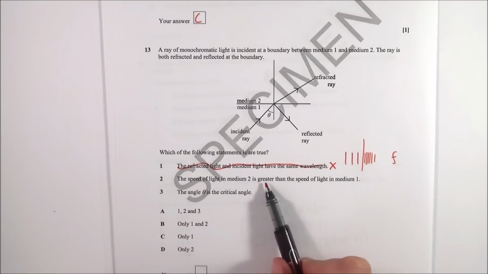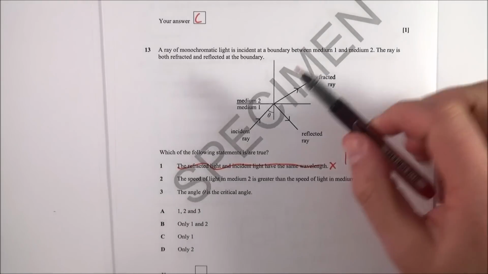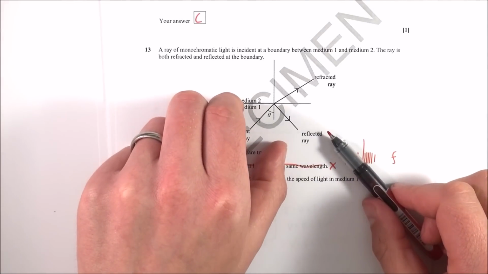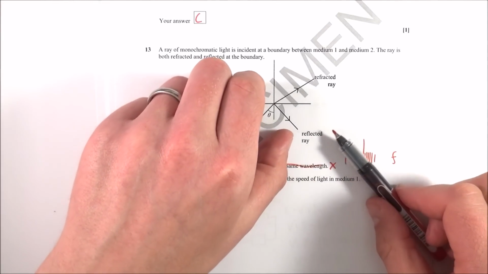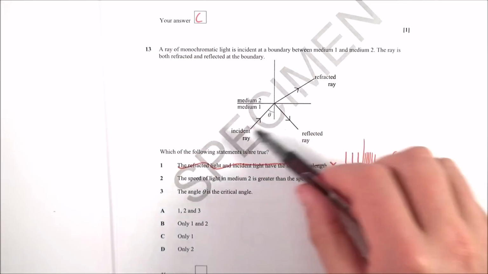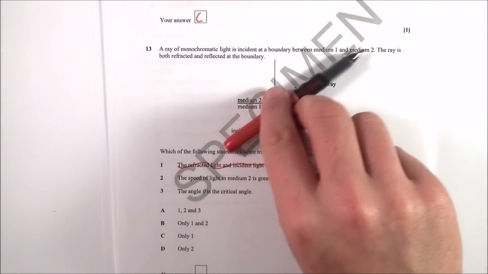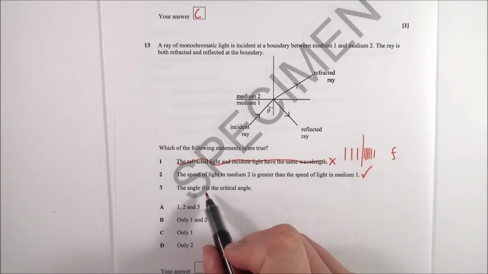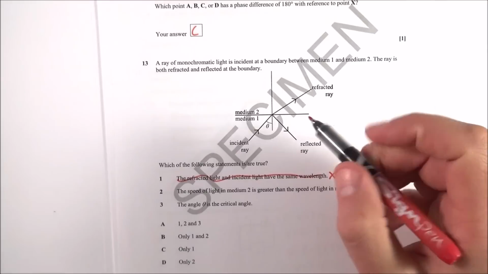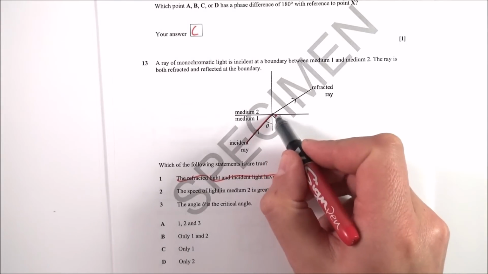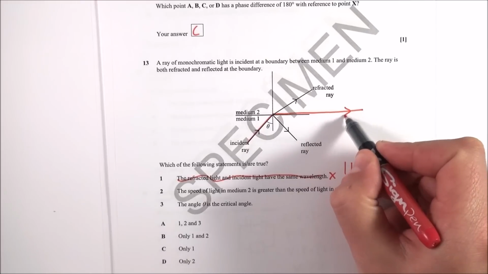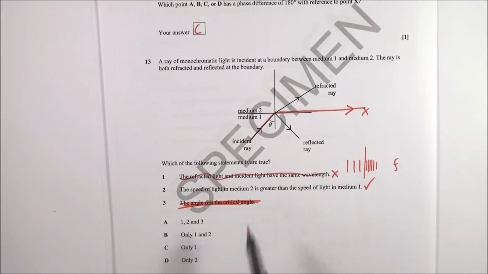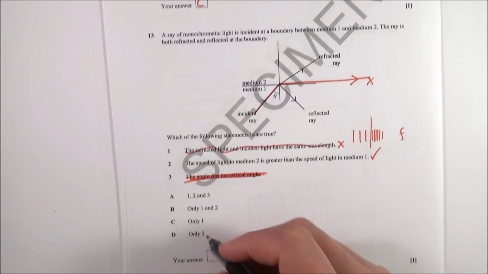The speed of light in medium 2 is greater than the speed of light in medium 1. Well, think about the analogy of a car moving along. If a car hits a boundary and one of the wheels starts to speed up, that's when the car changes direction. It's the same here: this changing direction is bending away from the normal, and therefore it's speeding up. So this one is true. Angle theta is a critical angle. Well, if it was a critical angle, then the refracted ray would be moving along the surface, and that's not happening in this case. So that one can't be true. So which of these is only 2 correct? The answer is D.